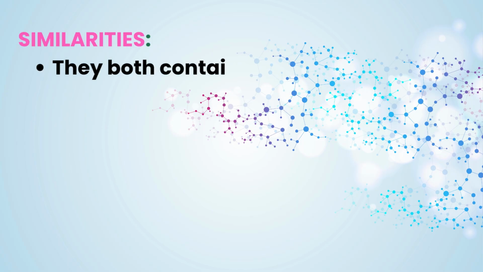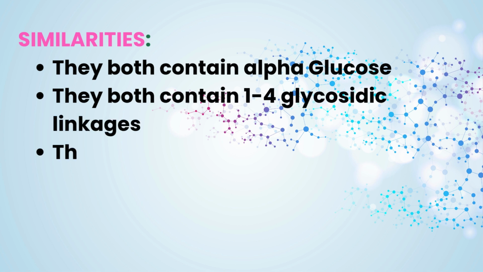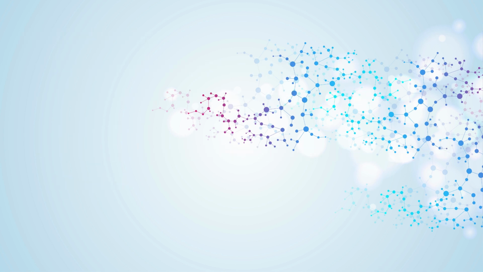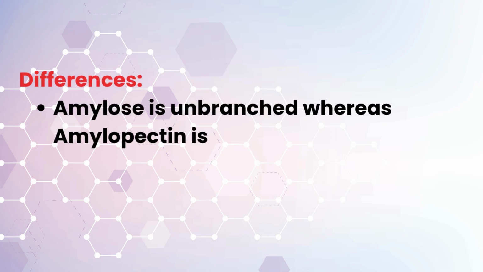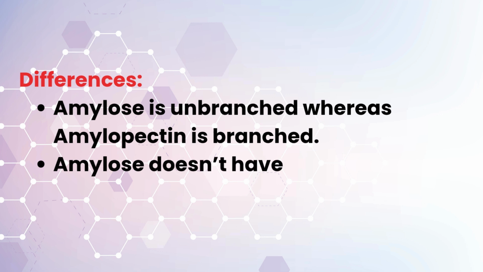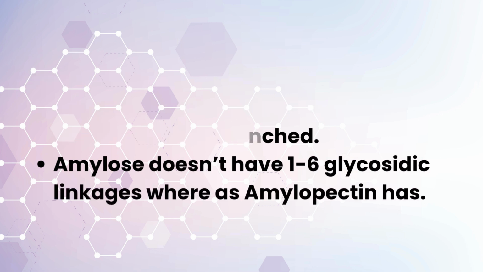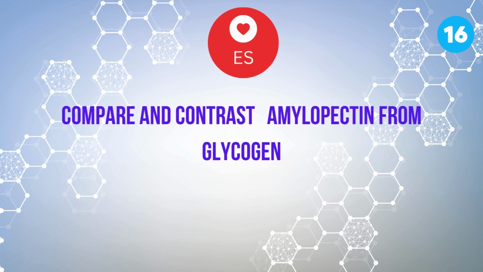Similarities. They both contain alpha-glucose. They both contain 1-4 glycosidic linkages. They both contain carbon, hydrogen and oxygen. Differences. Amylose is unbranched whereas amylopectin is branched. Amylose doesn't have 1-6 glycosidic linkages whereas amylopectin has. Compare and contrast amylopectin from glycogen.